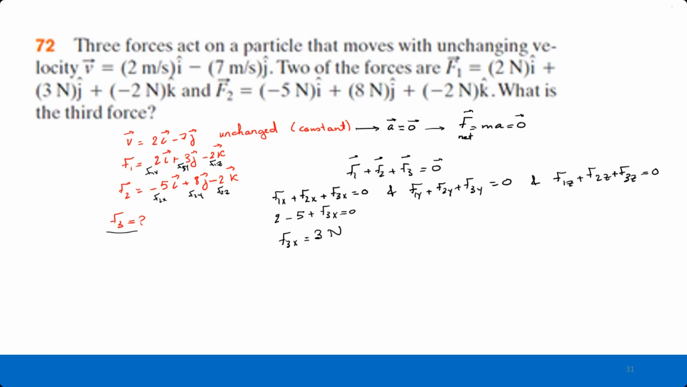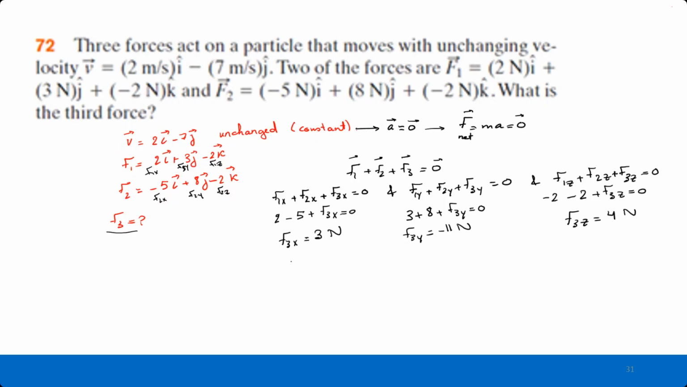I got 3 newtons. Similarly, along the y direction, you can see this is F1y, this is F2y. I'll just substitute these. So I have 3 plus 8 plus F3y, which is what we want. These should add up to 0, so F3y should be minus 11 newtons. And along the z direction, I have minus 2 for F1 and minus 2 for F2. Here they are. Equals 0, so F3z should be equal to 4 newtons.